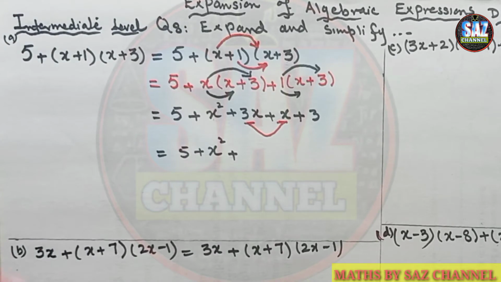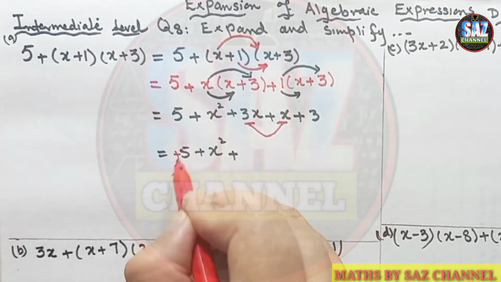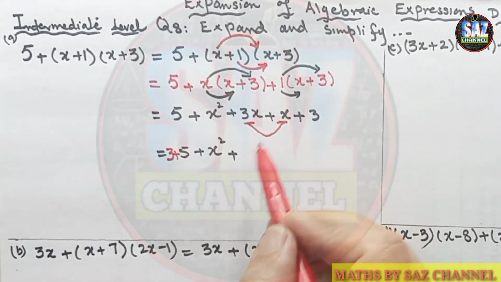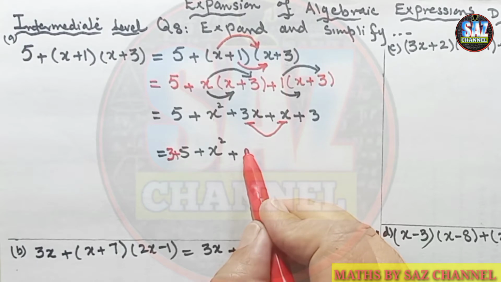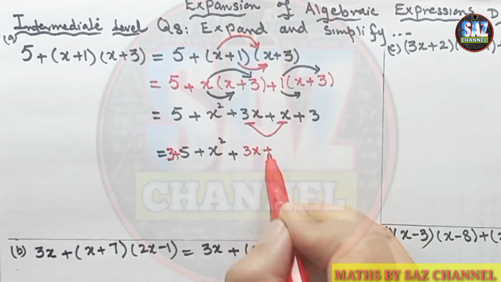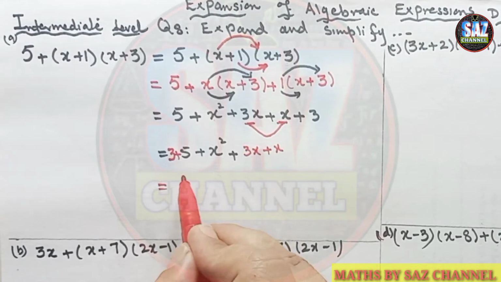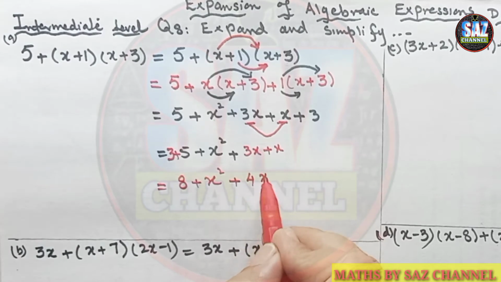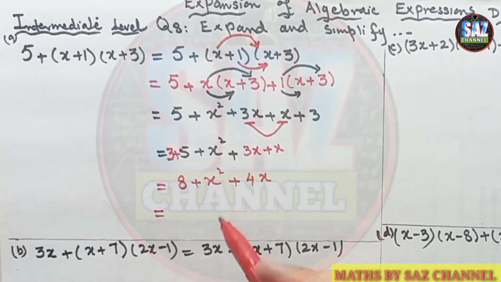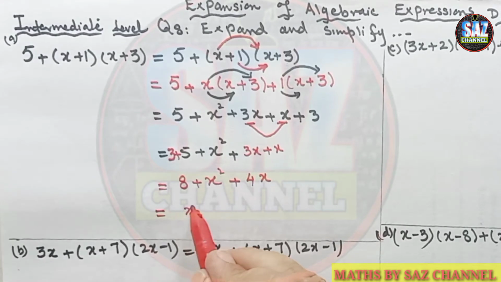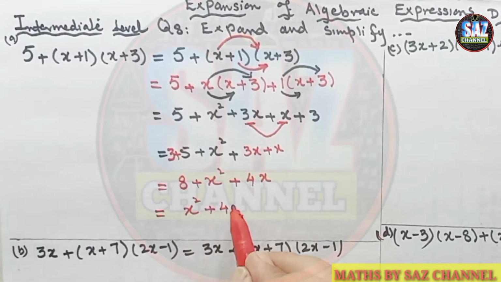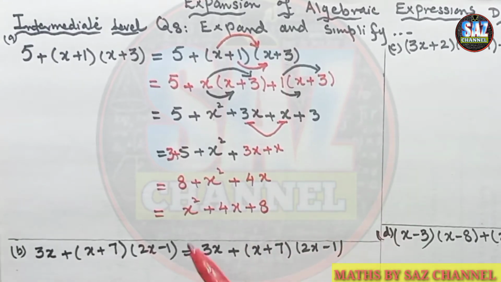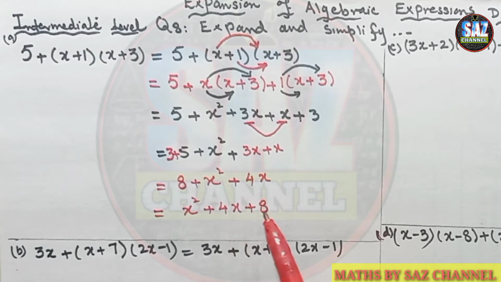Now 5 and 3 are like terms, so I will write this 3 next to 5. So 3 plus 5 is 8, then x square, and 3x plus x becomes 4x. Now let me write my answer in proper order, first the highest power: x square plus 4x plus 8, which is the general form of the quadratic expression. First the square term, then the term with power 1, and then the constant.